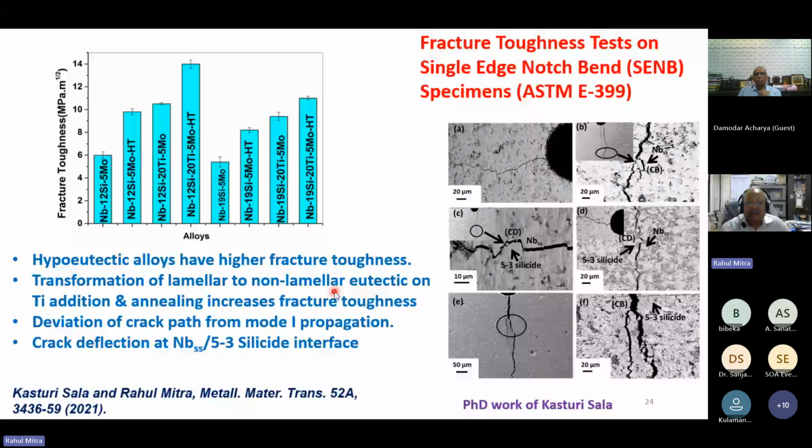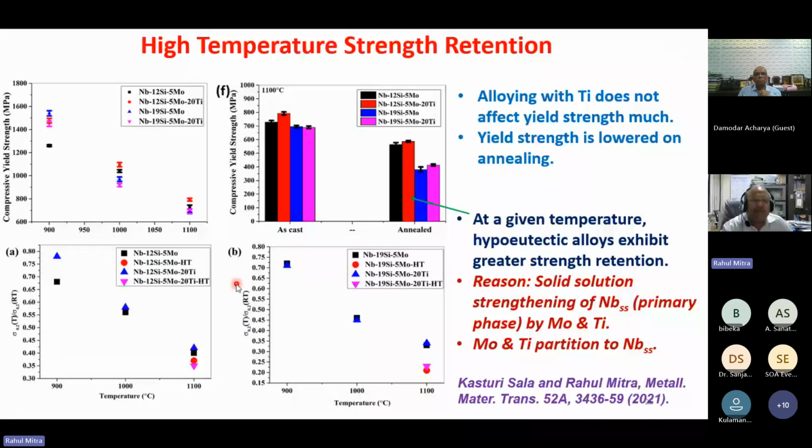High temperature compressive strengths were determined, and room temperature compressive strengths were also determined. We found that the strength retention was better for the hypereutectic alloys compared to hypoeutectic alloys. Although at room temperature the hypereutectic alloys show higher compressive strength, at high temperature the hypoeutectic alloys actually showed higher strength, again because of solution strengthening due to the molybdenum addition and titanium addition.